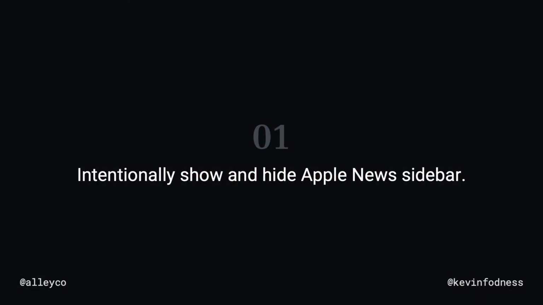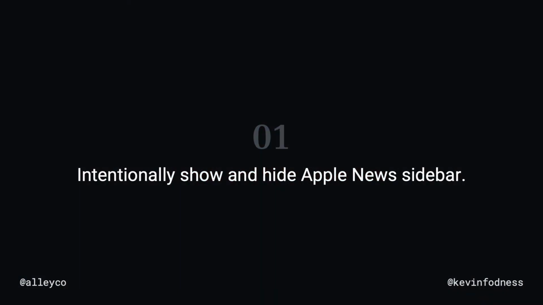And there's some things you can do in Gutenberg to selectively look at pieces of content or areas of editing, which just provide a better editorial user experience. So part 1 of that is being able to intentionally hide and show that Apple News sidebar.